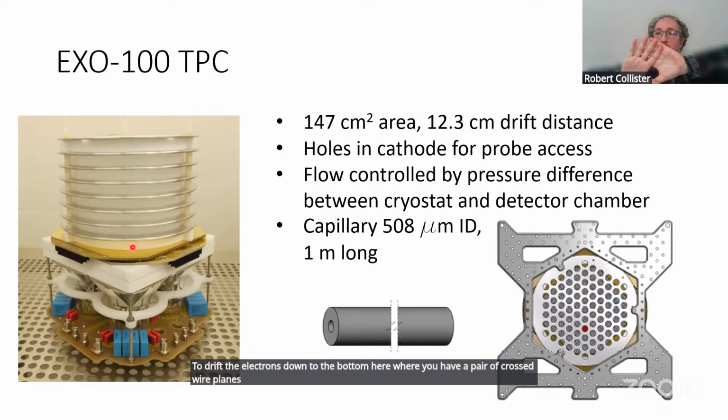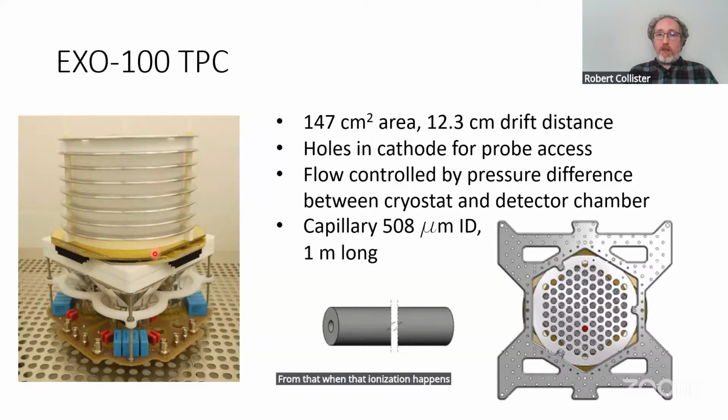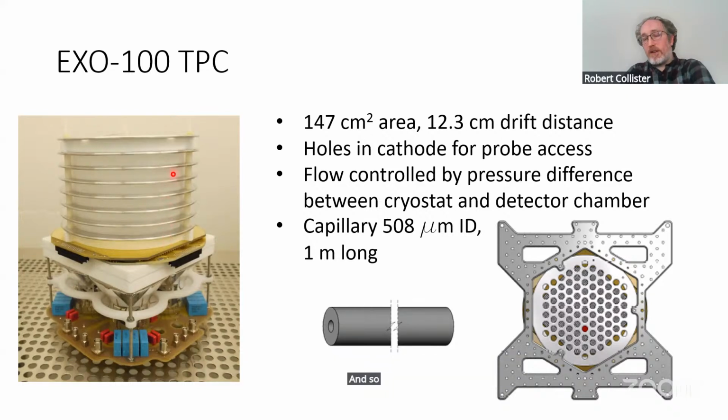And so by measuring which of these wires detect electrons either hitting them or going past them, you can determine the X and Y coordinates of where that decay happened. And then the time between when you have a scintillation pulse from that ionization happening to when the electrons hit the crossed wire planes, that time difference, along with knowing your electric field, will tell you the Z coordinate of that decay. And so that's how you reconstruct an event in a TPC, in a time projection chamber.